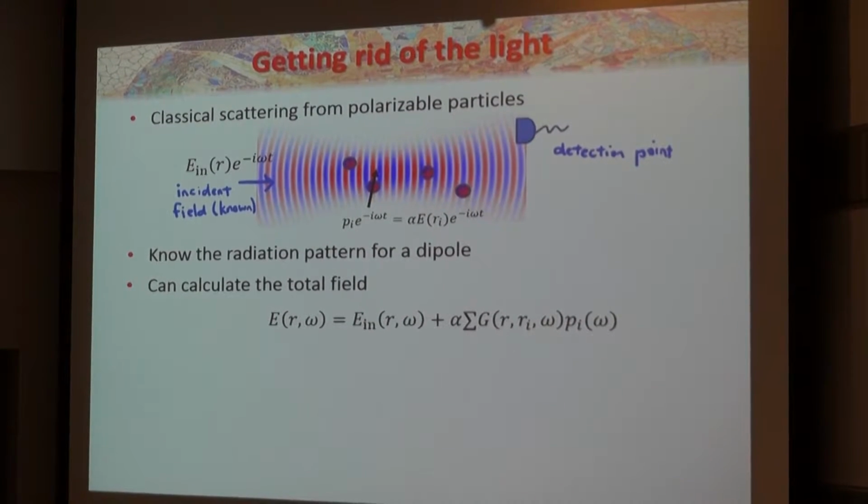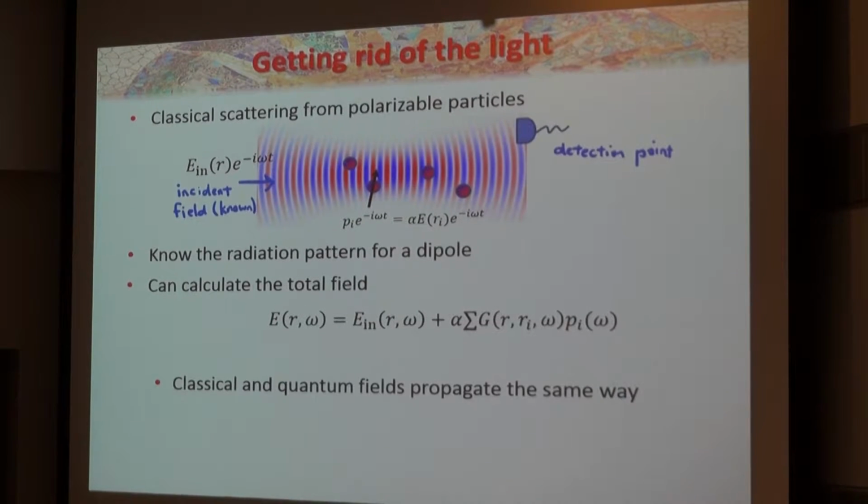This is certainly true classically and quite intuitive, but the point is that classical and quantum fields both propagate the same way. They both obey Maxwell's equations. So this equation is true if I put operator hats on all the fields and all the dipoles as well. So that's, again, formally true. It's still not easy to use yet because this is true in the frequency domain.